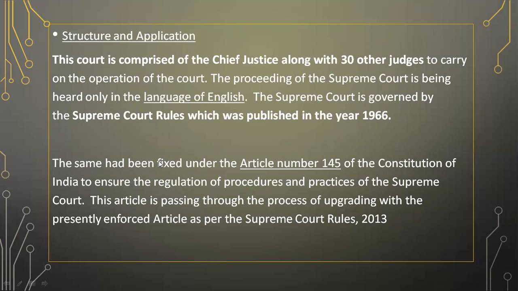Structure and application. This court is comprised of the Chief Justice along with 30 other judges to carry on the operations of the court. The proceedings of the Supreme Court are heard only in the English language. The Supreme Court is governed by the Supreme Court Rules, which were published in 1966.